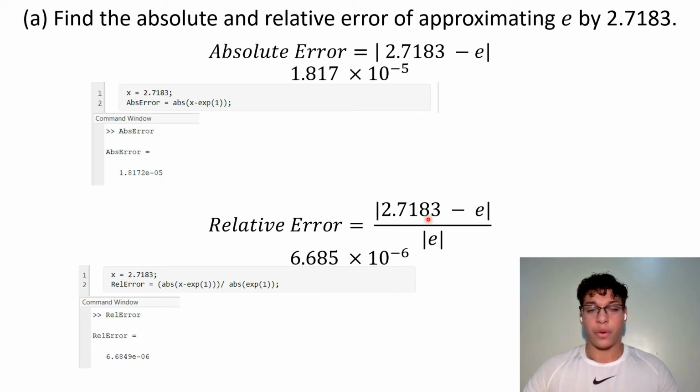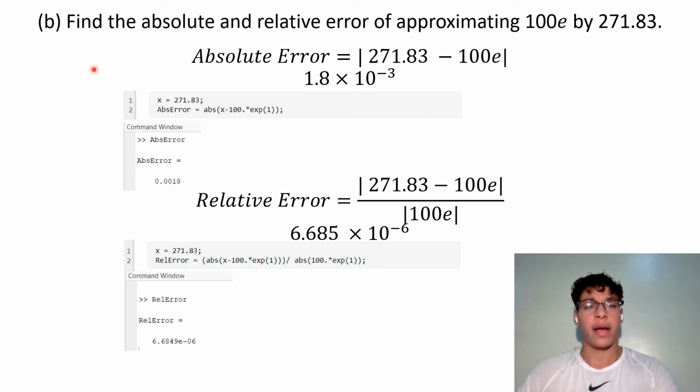And once again, these 2 answers that we would get are the result of the errors that we basically get from using 2.7183 instead of Euler's number.